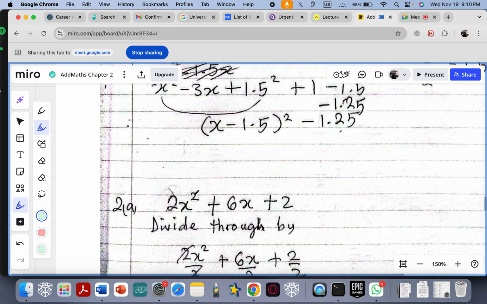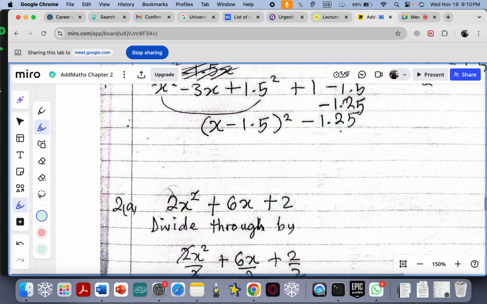Okay, that's another function, which is x squared plus 3x, plus 1 from here. So you say x squared plus 3x plus 1.5 squared, and then 1 minus 1.5 squared. So you factorize this one by saying x plus, use the sign here, plus 1.5 completed square form. If it's an equation, we say equal to 0, we continue. Since it's an expression, we stop here.